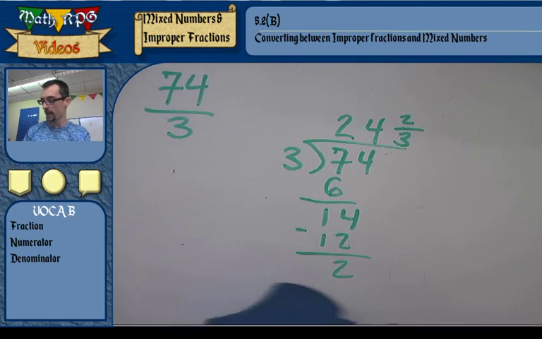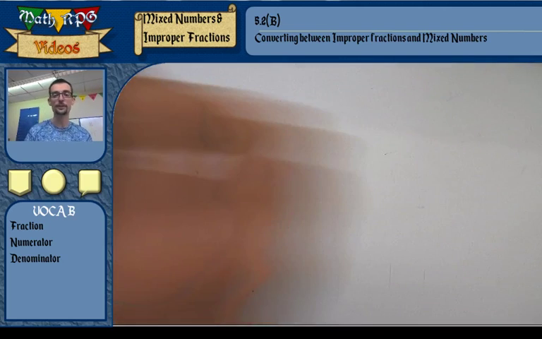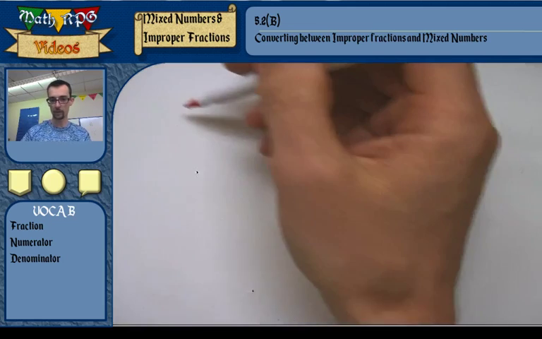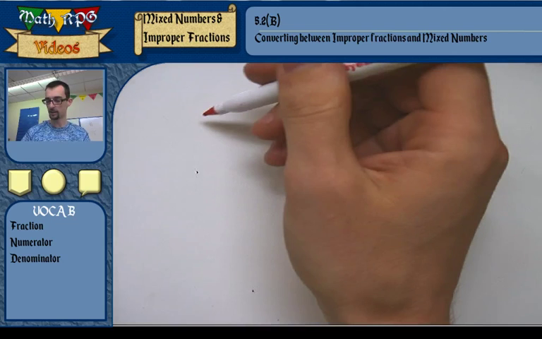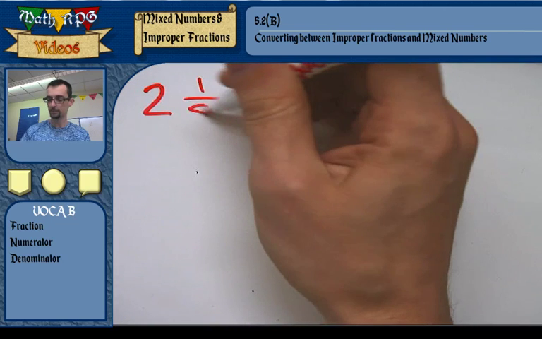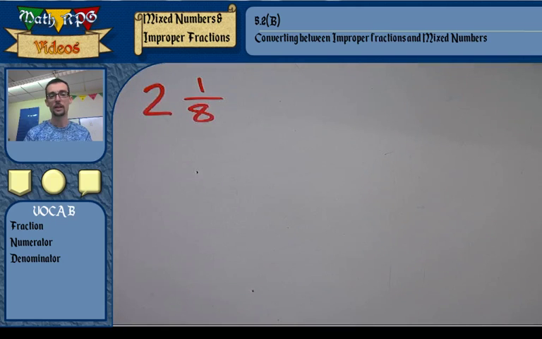Okay? So that is how we change from an improper fraction into a mixed number. Now, let's talk now in red marker about how to turn from a mixed number into an improper fraction. So here is a mixed number, 2 and 1/8. So one way is by doing this visually. I'm going to draw 2 wholes and 1/8.